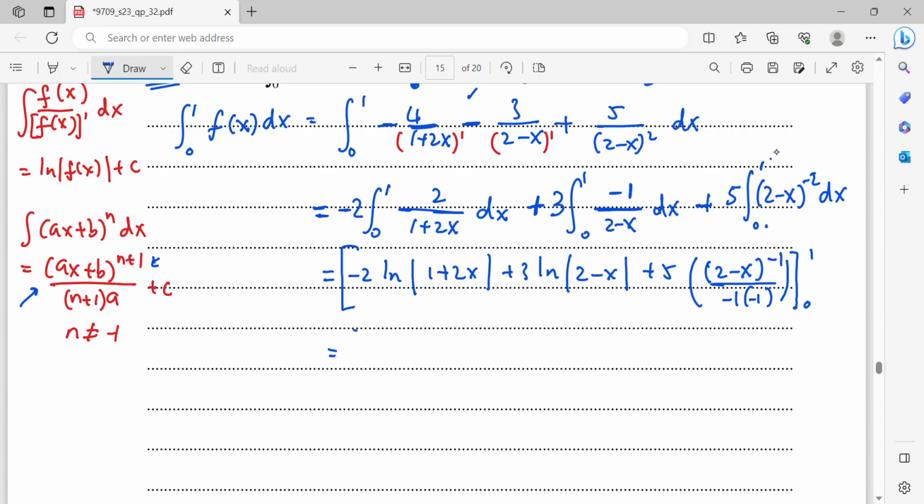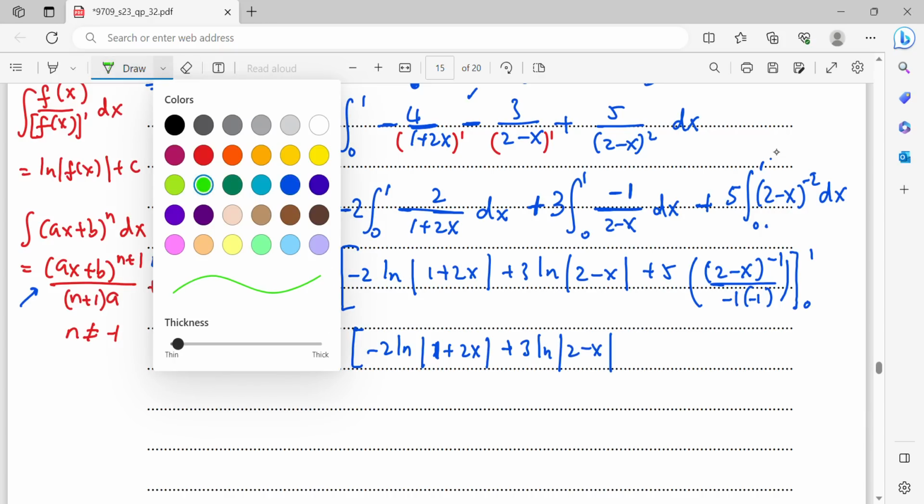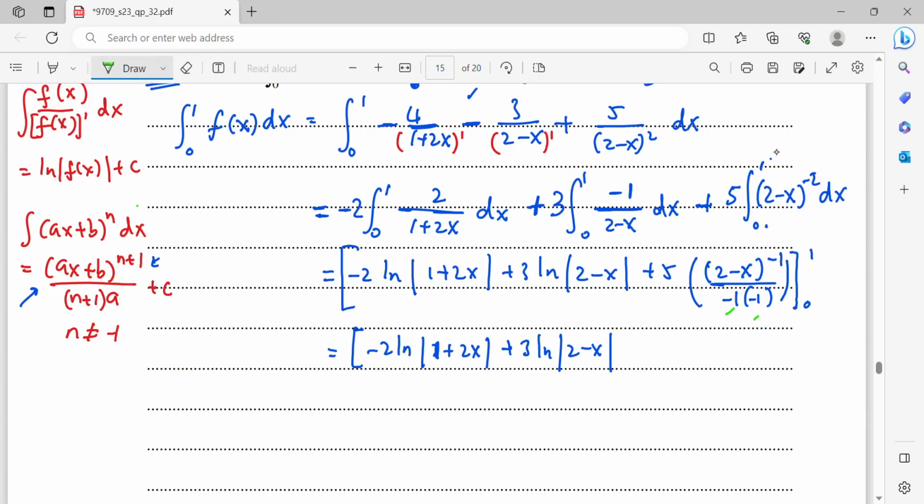So it will be negative 2 ln of the modulus plus 3 ln of 2 minus x. Now when you look at this denominator, minus 1 is plus 1. So plus 1 times 5 here, it will be 5. But since the power is negative, I will move it down, which means you are actually getting plus 5 over 2 minus x for the last term.